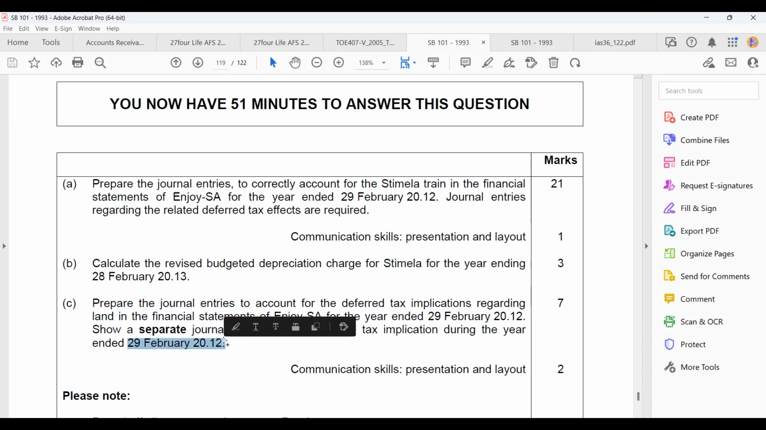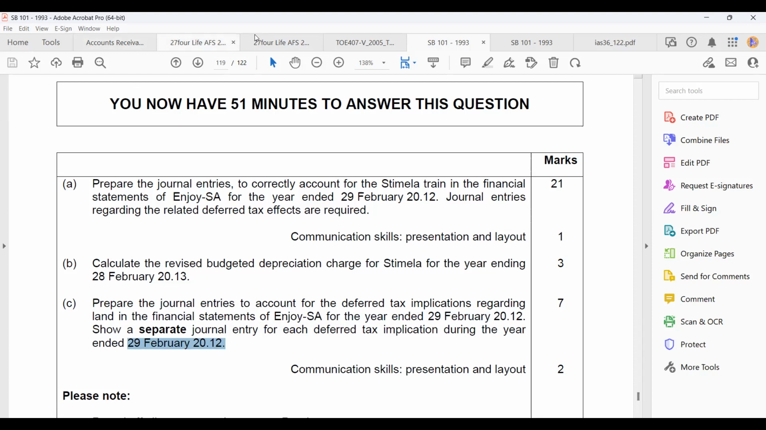Okay, so as usual, because I know deferred tax is a little bit more complicated for most of us, even though it's only 7 marks, I'm going to give you a little bit extra time. So I'm going to put you guys into one group for you to discuss it and see what you come up with.